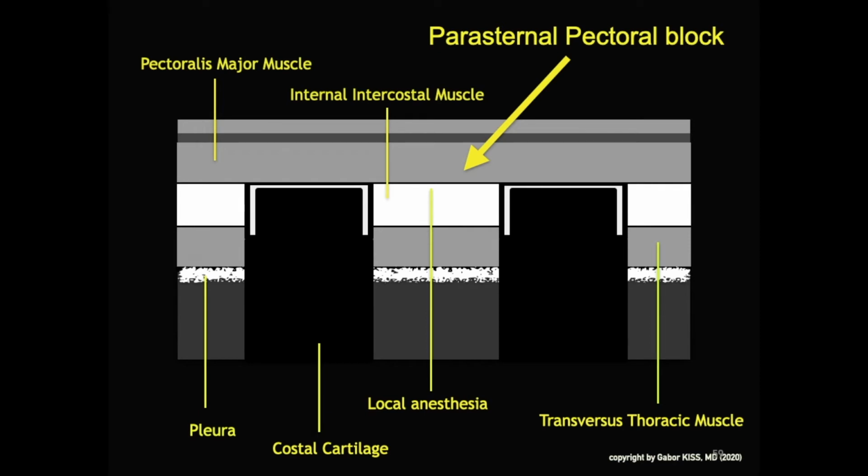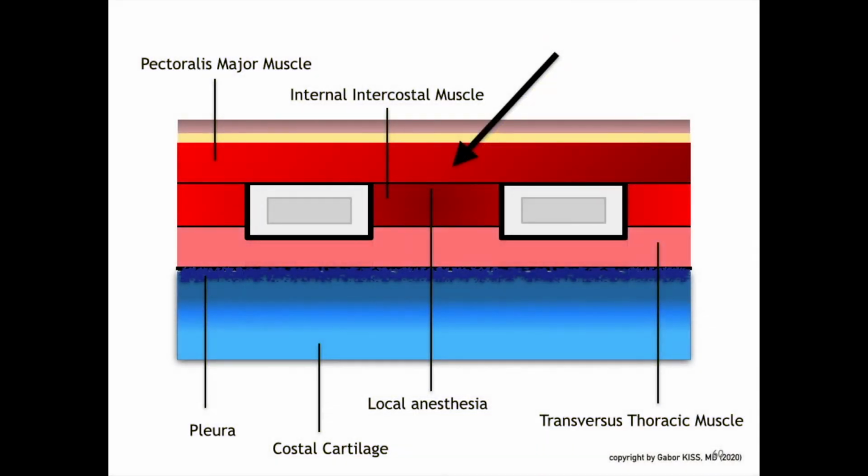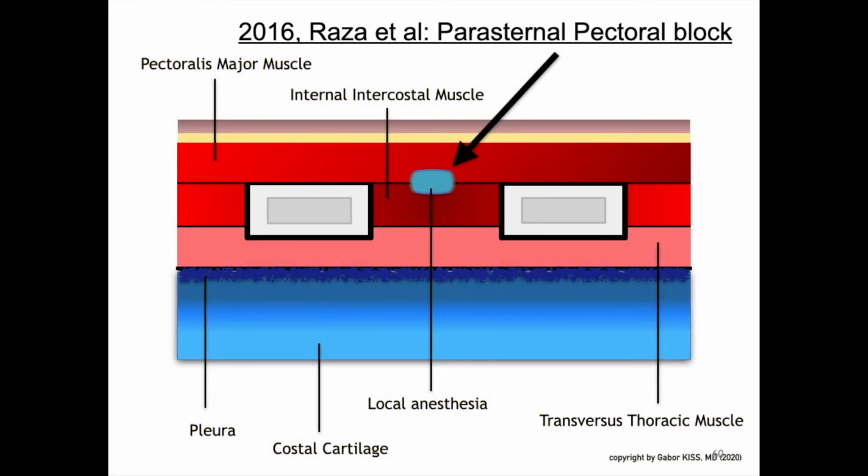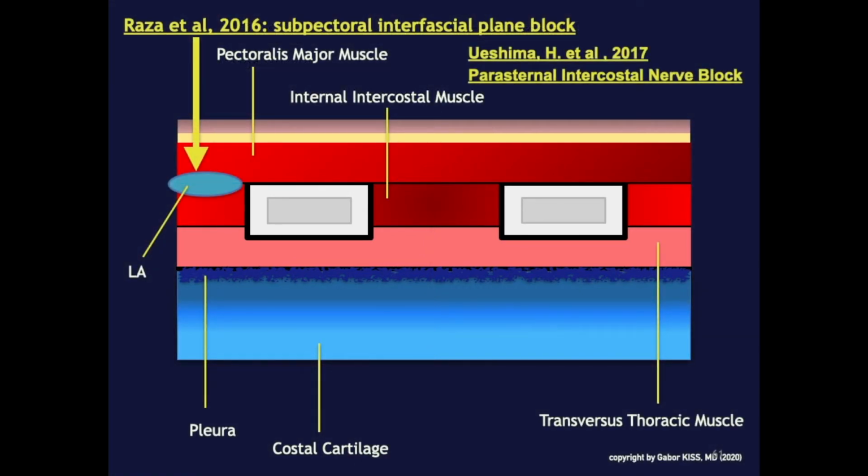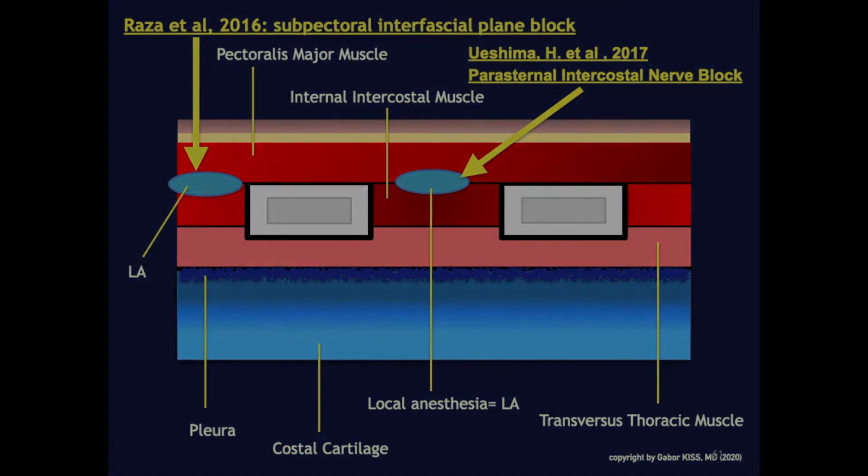This is a cartoon of an ultrasound image of the same sagittal cross-section view where local anesthetic is injected between the pectoralis major muscle and the internal intercostal muscle. In 2016, Rajor and co-workers first described the term subpectoral interfascial plane block, also called parasternal pectoral block, for pain management in sternal fractures. However, in 2017, Ueshima H. and colleagues concluded that the plane for local anesthetic injection is the same for the subpectoral interfascial block as for the parasternal intercostal nerve block.